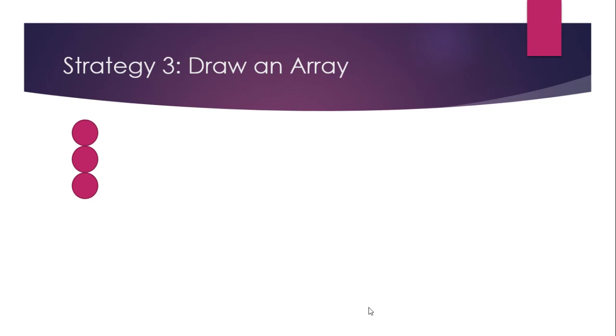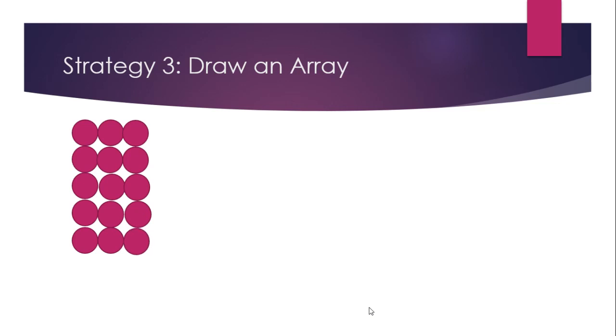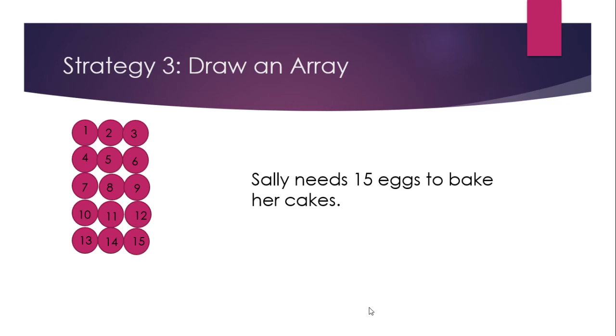You have 5 cakes. So the first of each of your groups is going to start just by showing how many groups we need. Then we're going to go ahead and fill in those rows with the total number or the size of each group. So we're going to go ahead and do that for each of our 5 rows. And when we're finished, this is very similar to when we modeled the problem. We're just going to go ahead and count 1, 2, 3, 4, 5, 6, 7, 8, 9, 10, 11, 12, 13, 14, 15. Sally needs 15 eggs to bake her cakes.